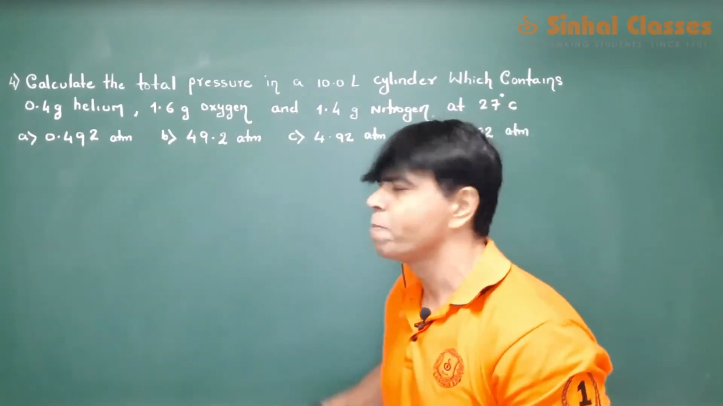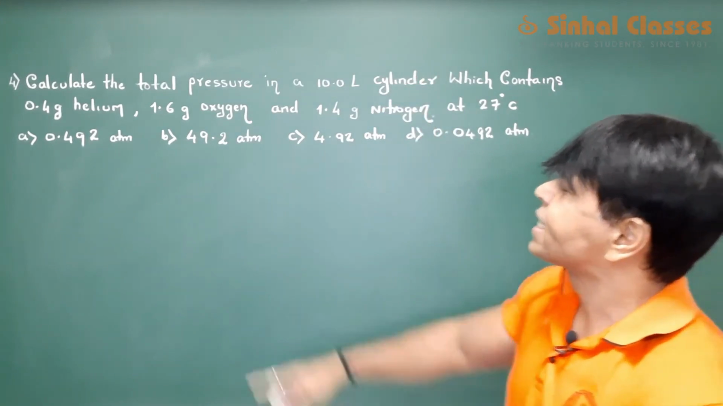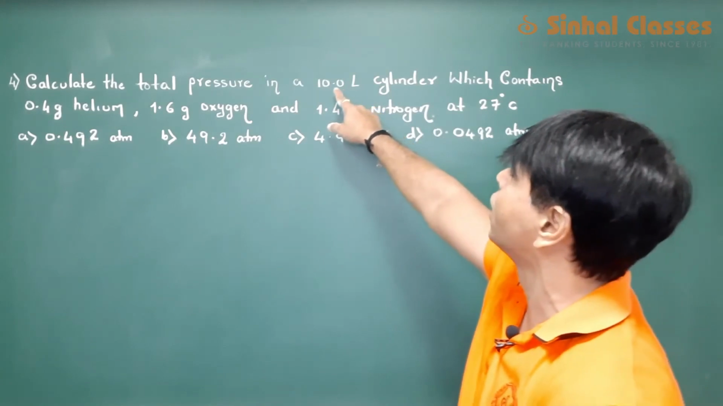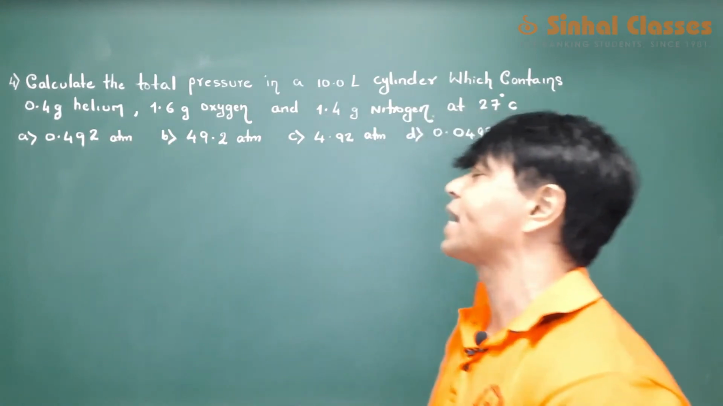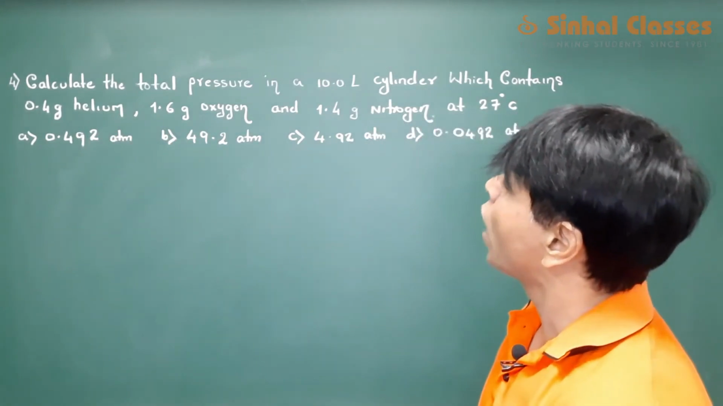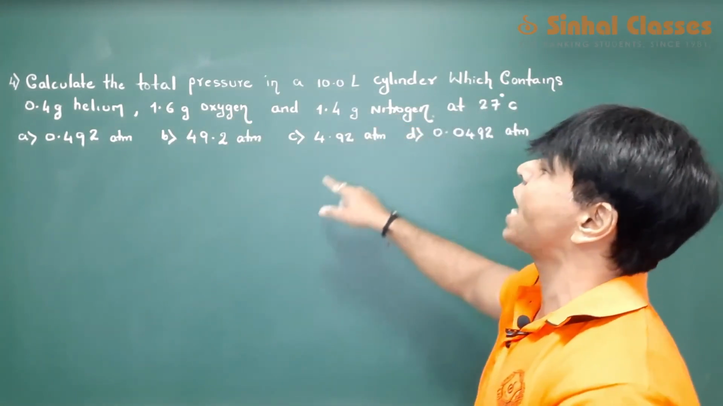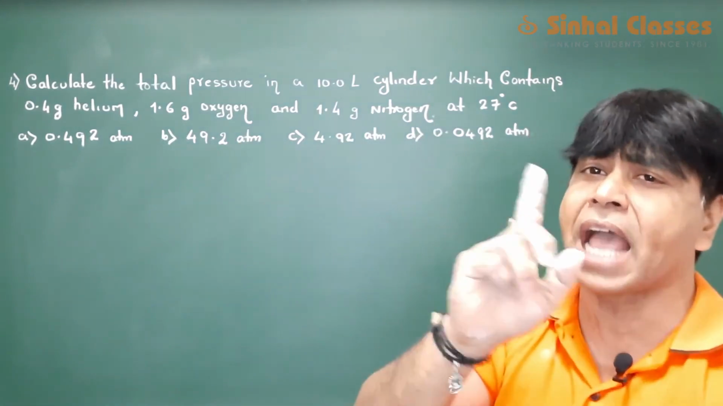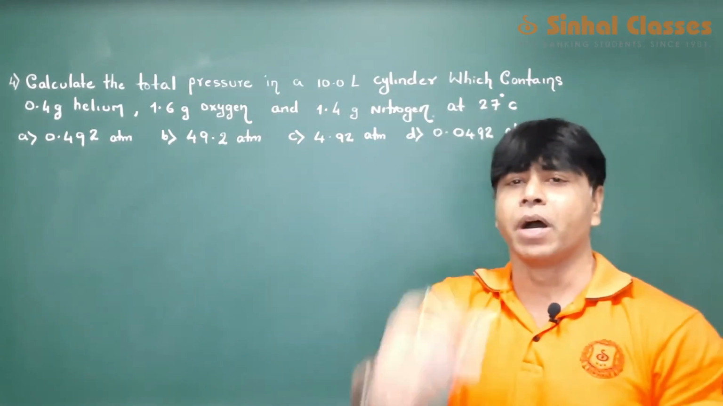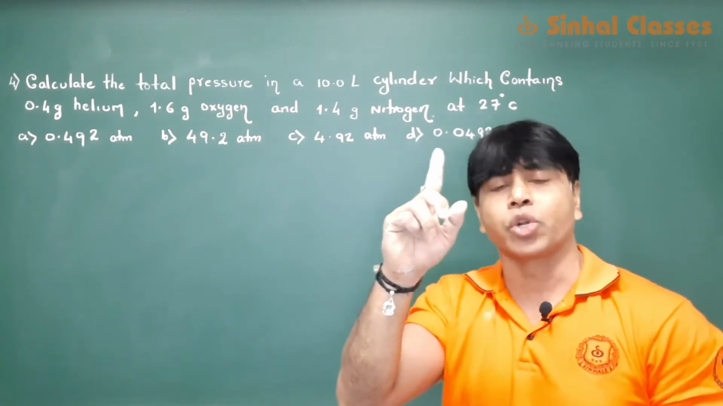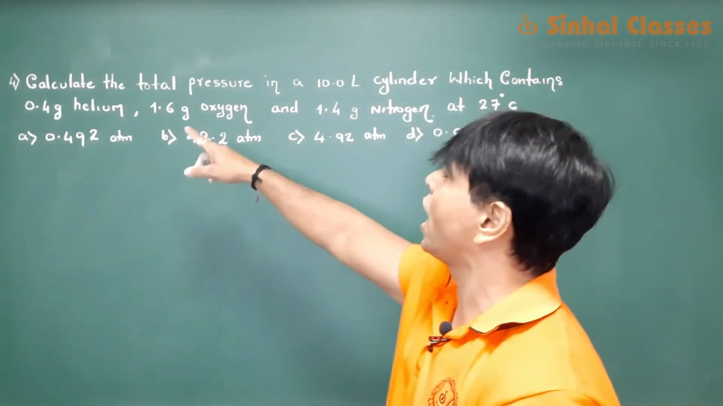Let's see this question. It is similar to what we had done in a previous case. Calculate the total pressure in a 10-liter cylinder which contains 0.4 grams helium, 1.6 grams oxygen, 1.4 grams nitrogen. They are all non-reacting gases at 27 degrees Celsius. Remember, temperature should be taken in Kelvin. So 27 degrees will make up 300 Kelvin. So you require the total pressure.